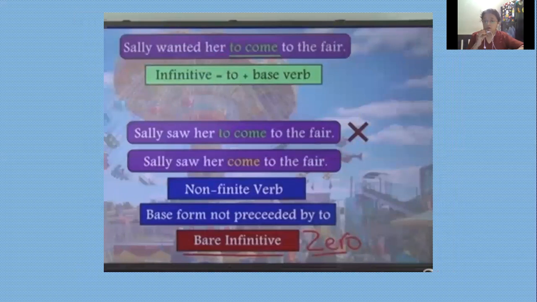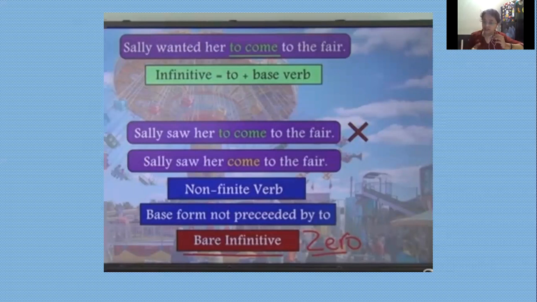Sally wanted her to come to the fair. Infinitive is equal to to plus base form. Just now see, wanted. Now suppose we change into another sentence: Sally saw her to come to the fair, or Sally saw her come to the fair. This would be wrong. A non-finite verb, base form, not preceded by to, is called bare infinitive. Okay, you know there is infinitive where we can use to, and there is also infinitive without to. In that case, we call it bare infinitive.